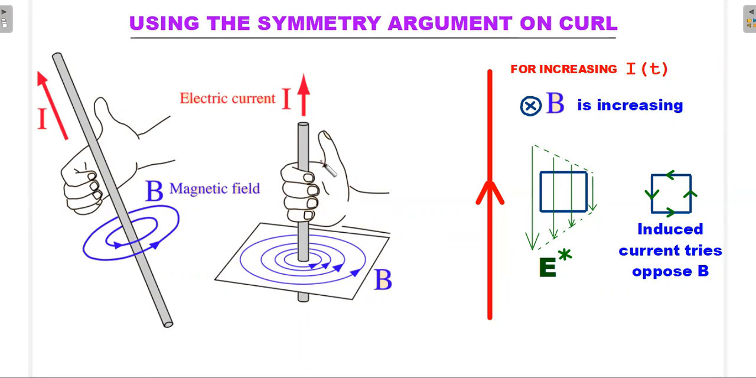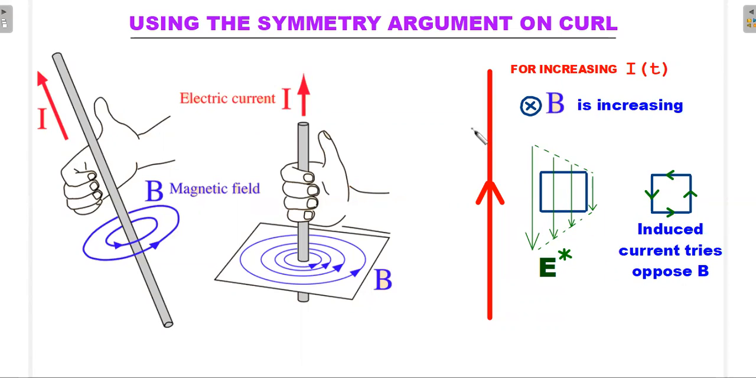So if I use that understanding, let's try to talk in general: if current was increasing, then it would have produced a magnetic field which will be increasing. And we already know the induced electric field should be such that the current produced in this loop that is placed here should try to oppose the increasing magnetic field.